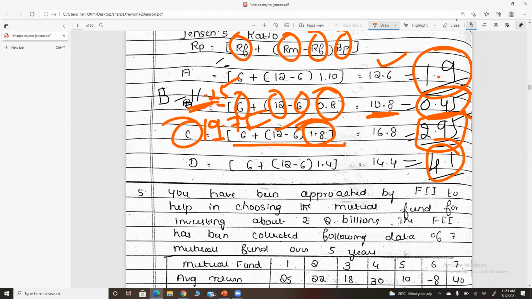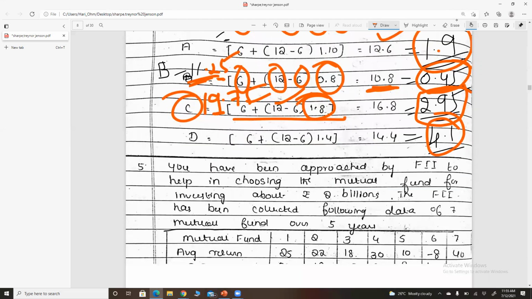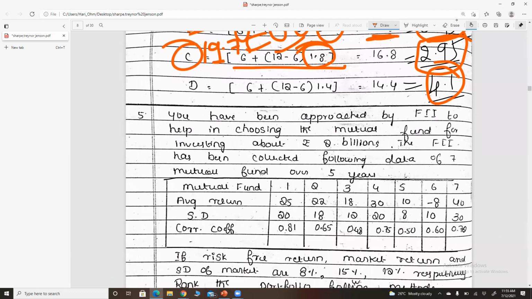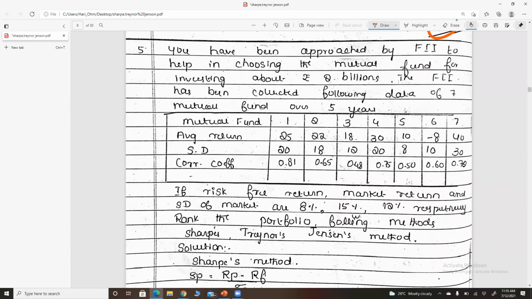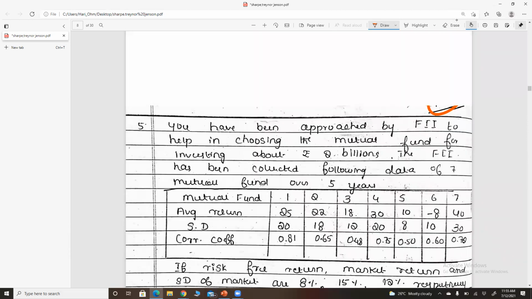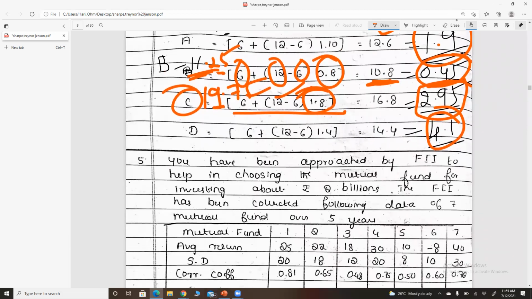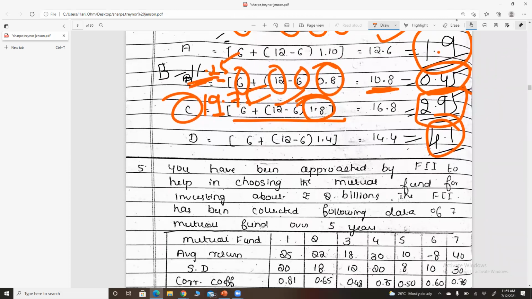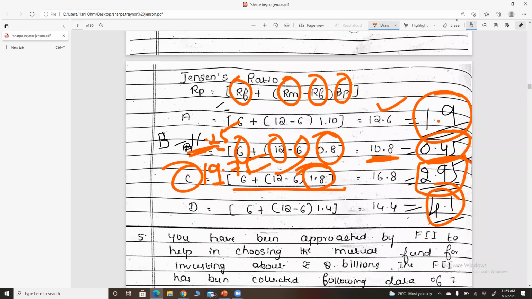Hope you understood. This is about Jensen's model. It's very simple. Next one, again, is on Sharpe's, Treynor's and Jensen method. Let's see in the next session. In case of any doubts with regard to Jensen model, or even Treynor's or Sharpe's model, you can contact me. Thank you.